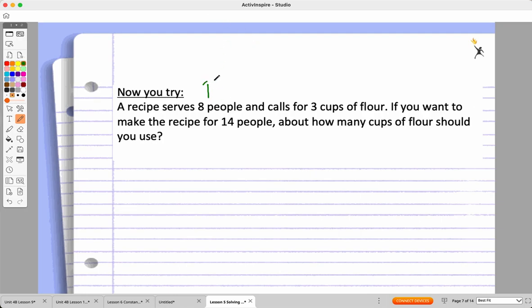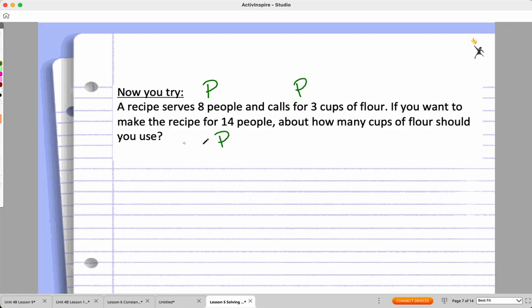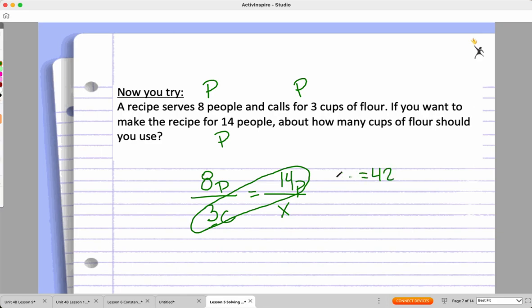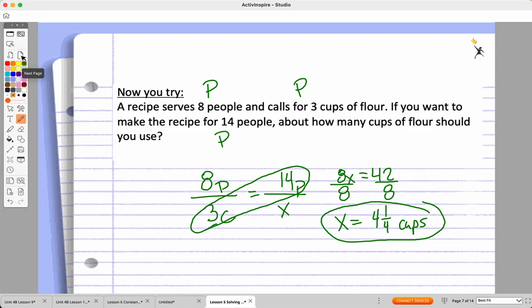All right, so this one calls for a part to part and a part to part because it never tells me a total here. It doesn't say what's the total here. So if I have 8 people over 3 cups, I'm going to set 14 people here over X cups. I don't know how many cups, but then I can cross multiply. 14 times 3 is 42. 8 times X is 8X. When I divide both sides by 8, I get for 14 people, I would take 4 1/4 cups of flour to make whatever this recipe is making. Probably some type of baked good with that much flour in it.